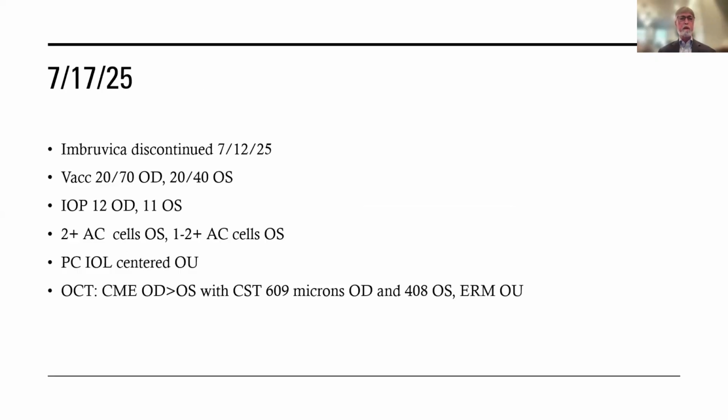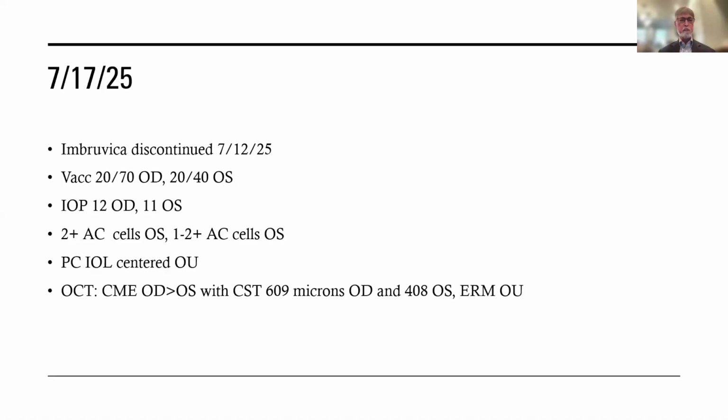He stopped the Imbruvica on July 12th, 2025. At that time, when I examined him, the vision was 20/70 in the right eye and 20/40 in the left eye, so it had dropped in both. He had normal intraocular pressure in both eyes. He had 2+ anterior chamber cells in the right eye and slightly less in the left eye. The posterior chamber lens was well centered. There was no evidence of an IOL-induced uveitis.